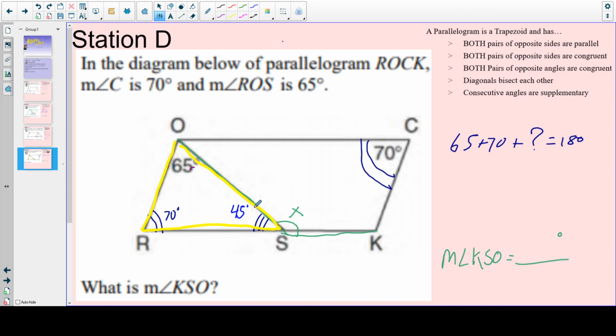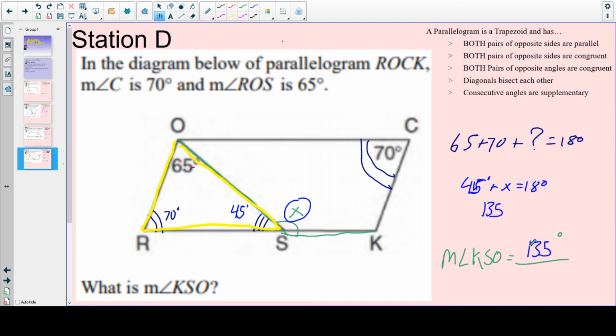But we're not done, because we're trying to find angle X. So 45 degrees plus X is 180. That means we can do 180 minus 45, and you get 135. So the measure of KSO is 135 degrees.